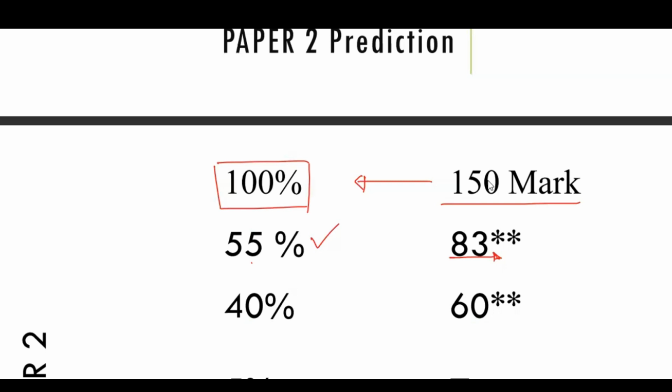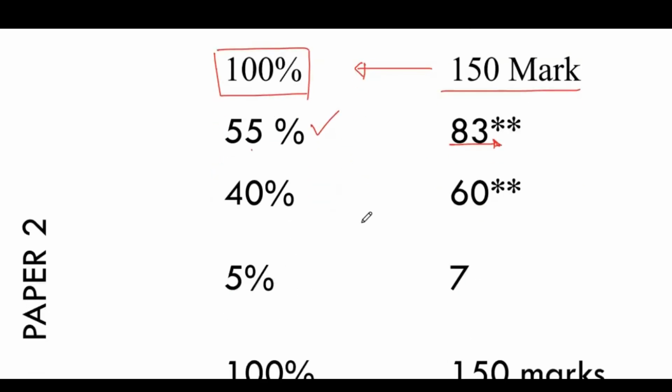And this will come from measurements. Then 40% will come from maps and plans. 5% will be the probability. Now, when you add these, you end up having 150. And when you add these percentages, you end up having 100.